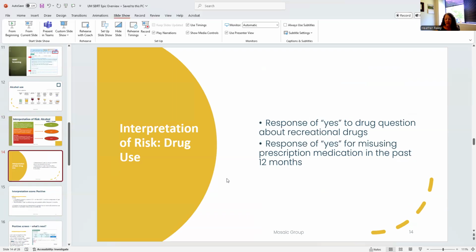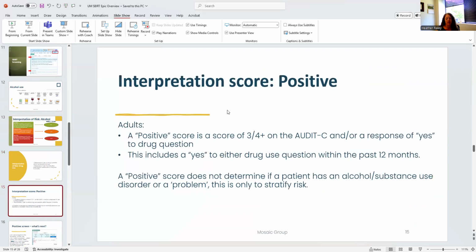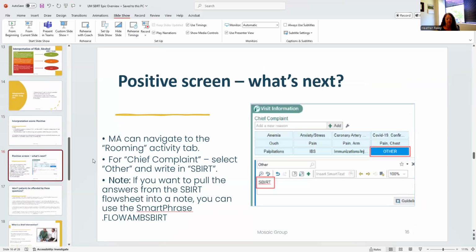For drug use, any response of yes about recreational substances or marijuana is considered a positive screen and would indicate a brief intervention. So to recap, a positive score is a 3 or a 4, depending on if they are male or female, on the AUDIT-C and/or a yes response to the drug use question. So now you have a positive screen.